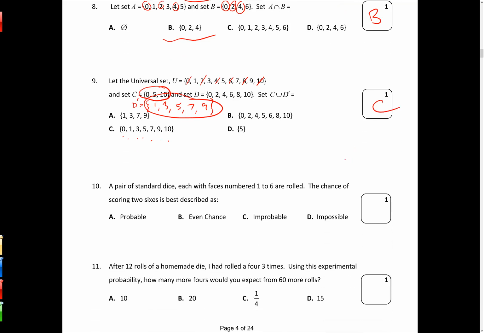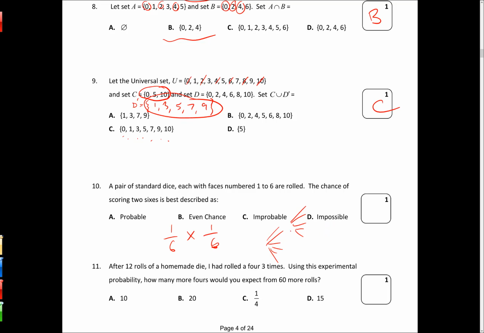Question 10. A pair of standard dice, each with faces numbered 1 to 6, are rolled. The chance of scoring two 6s is best described as... Well, good luck. The chance of scoring one 6 is 1 in 6. There are 6 options, and a 6 is one of them. The chance of doing it again is still 1 in 6, but the chance of doing both, that and that, is a times. It's just like a tree diagram. I could have had 1, 2, 3, 4, 5, 6 options out here and 6 options out here.